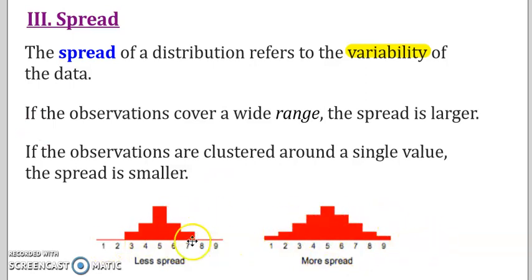If it's pretty narrow, pretty condensed, we say it is a smaller spread or there is less spread to that data. Typically, if something looks like this with our data, that means all of the values are closer to the mean and median, whereas over here, everyone's kind of all over the place.